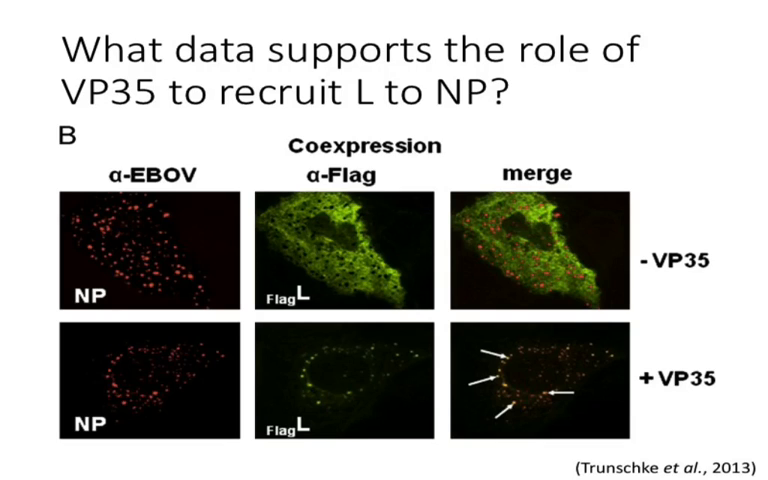So this is evidence then to say that VP35 is an essential member of the inclusion bodies. It's an essential member of replication. Without VP35, you would expect that replication wouldn't occur because you wouldn't have NP and L localized to the same position to allow for that replication and transcription to occur. That's what that evidence there suggests.